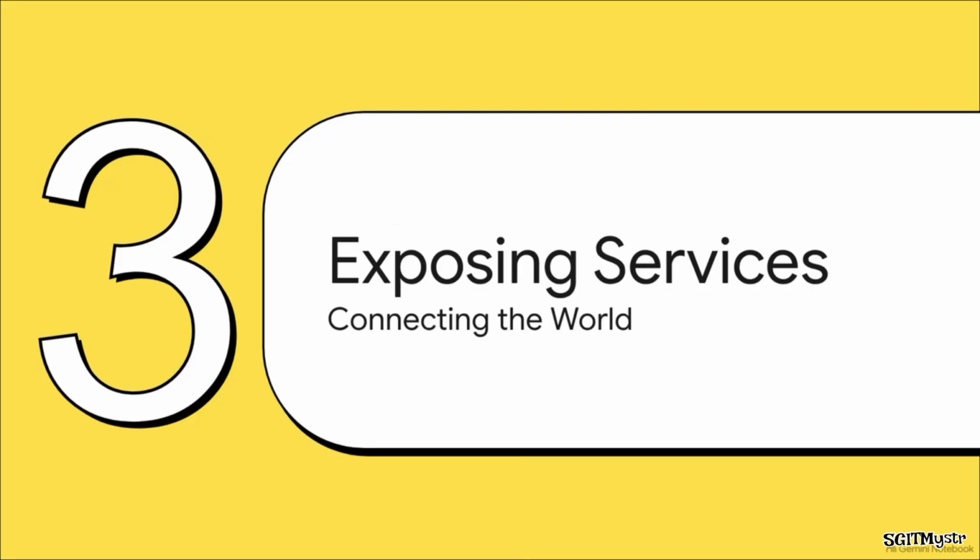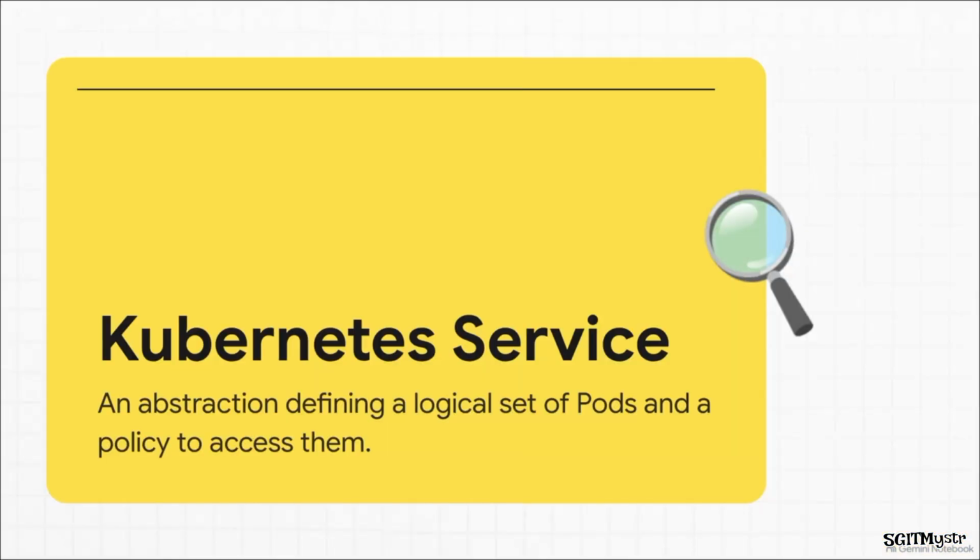Section 3, exposing with load balancer services. Okay, so our app is running happily in its own isolated little network bubble. But how does the outside world actually get to it? Let's sort that out. Here's the crucial thing you need to know. Pods are mortal. They die, they get replaced, and their IP addresses change constantly. So we absolutely must use what's called a service as a stable front door for our users.